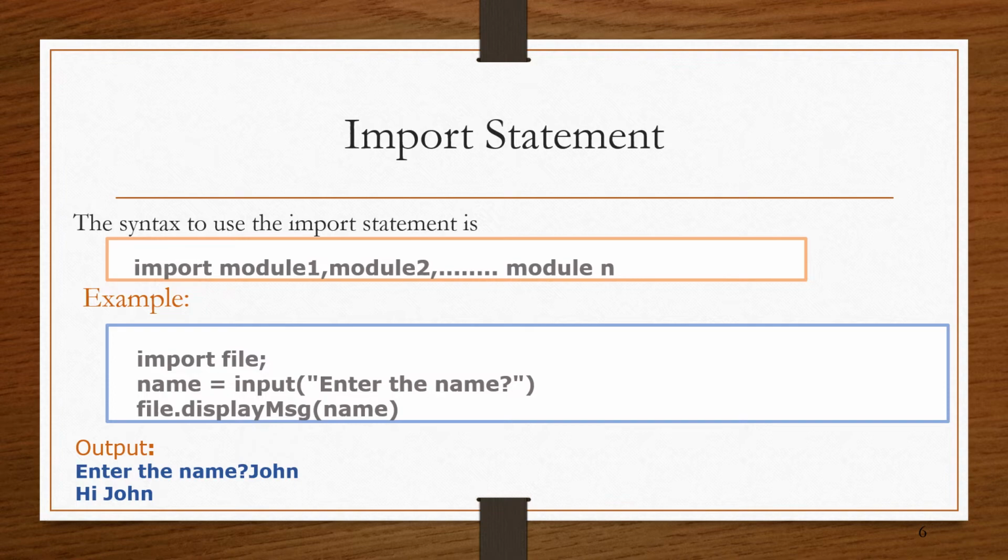Example. Here we import the module file using the import statement. In the second line, we are getting the input from the user. In the third line, to access the function in the module, we have to use the module name dot function name. Here, file is the module name and display message is the function name.